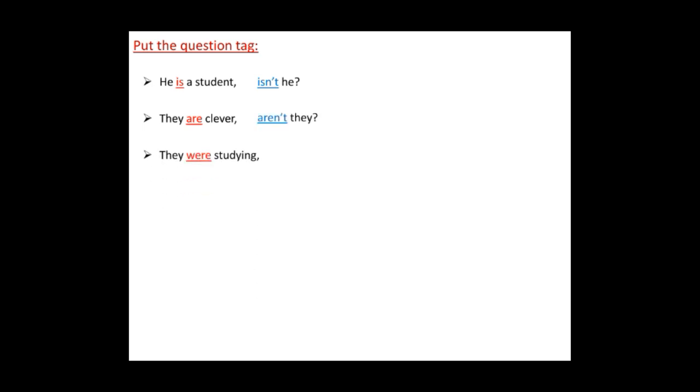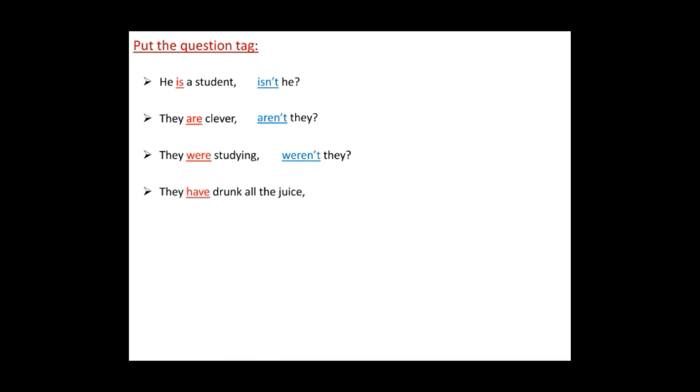They were studying. Now I already have an auxiliary, that is were, and I have to turn it into negative as I told you before, and I already have a subject pronoun. Okay, so I'll put it directly after weren't, so it will be weren't they, and question mark. Great.